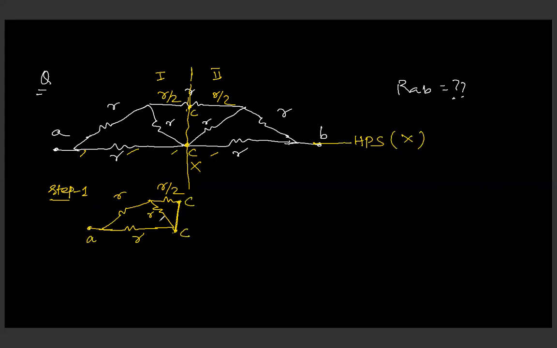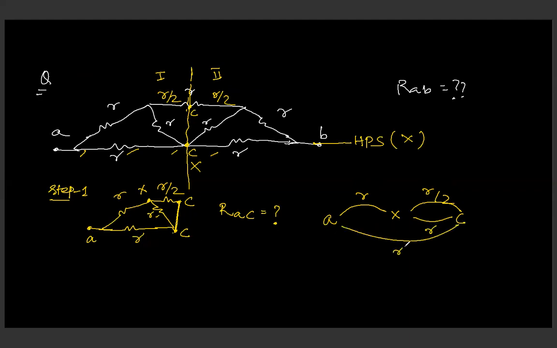So first of all, we have to find the equivalent resistance between A and C. How do we find it? It is easy now. A and C, just put it outside. Let this point be some X. So between A and X, we have R. Between X and C, we have R by 2. Between X and C, we have one more R because they are parallel. And between A and C, we have R.